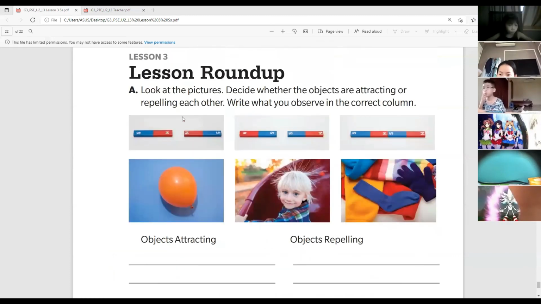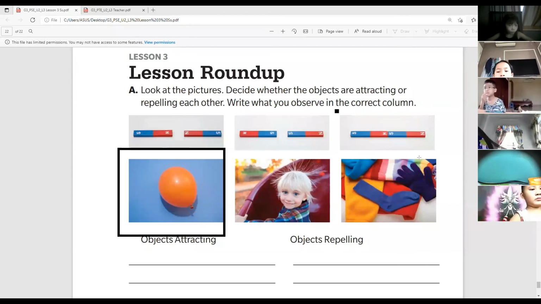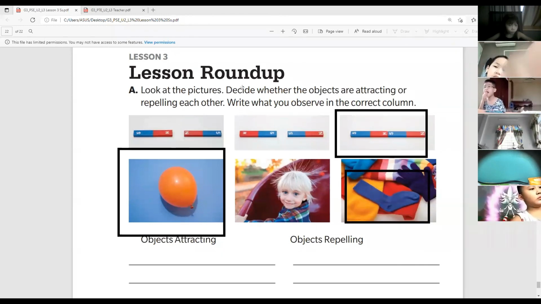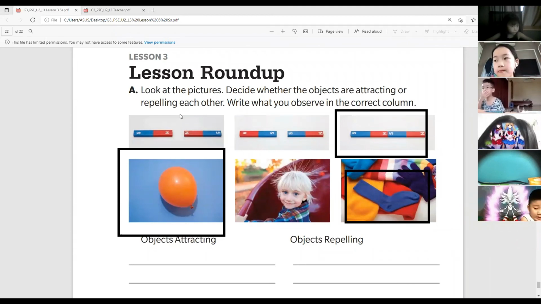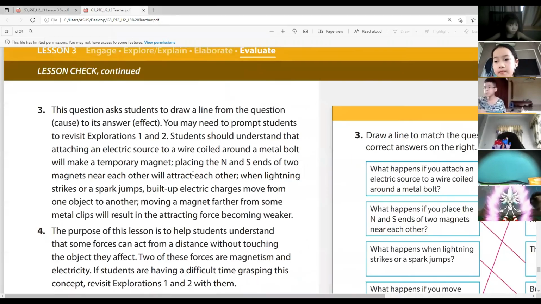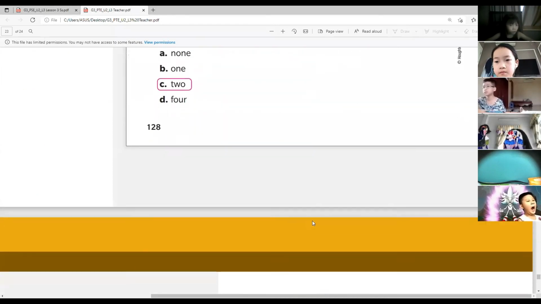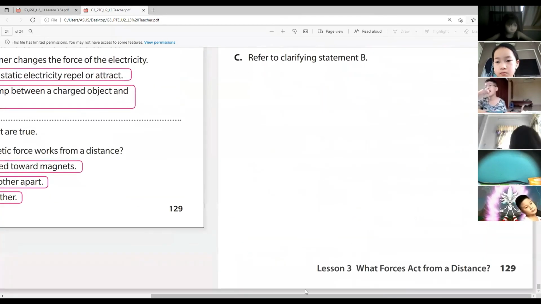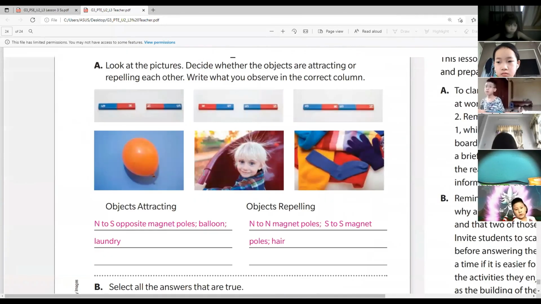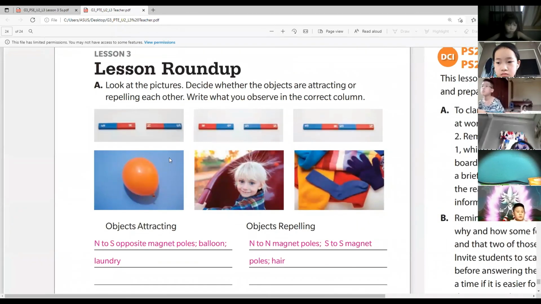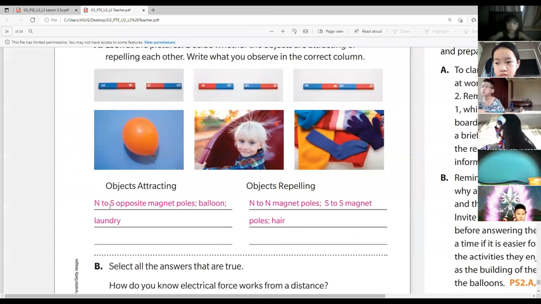Okay, guys, so these three are attracted and the other three are repelling. You had to write those down. I'll look at, this is the teacher's edition.